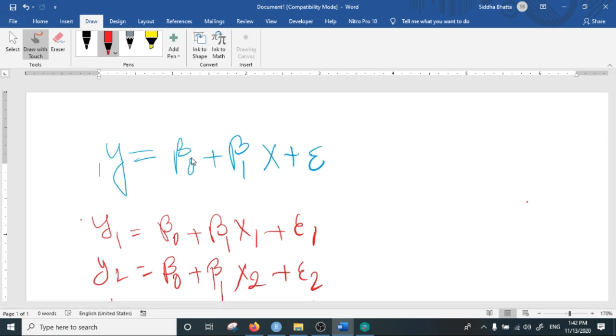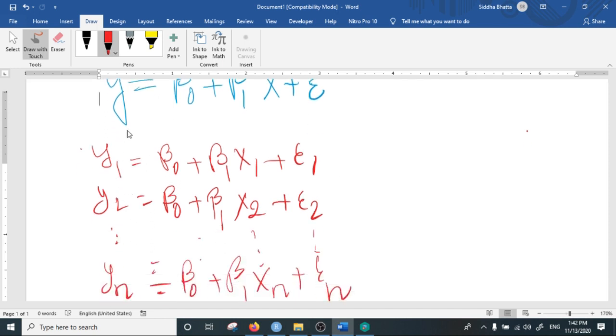So I take the simplest case where we have only one independent variable x. In this case, the regression model can be expressed as y equals beta 0 plus beta 1 times x plus epsilon. This is an error term in the regression model.